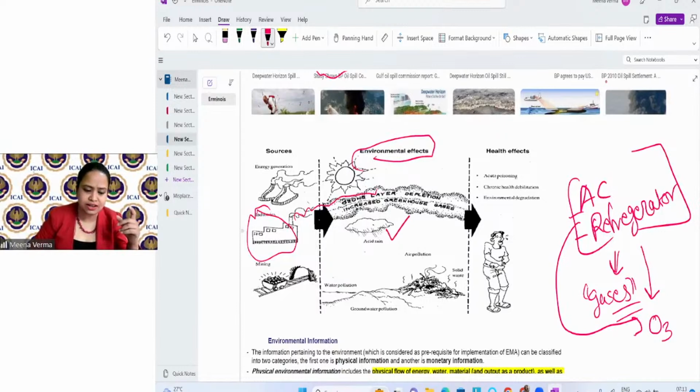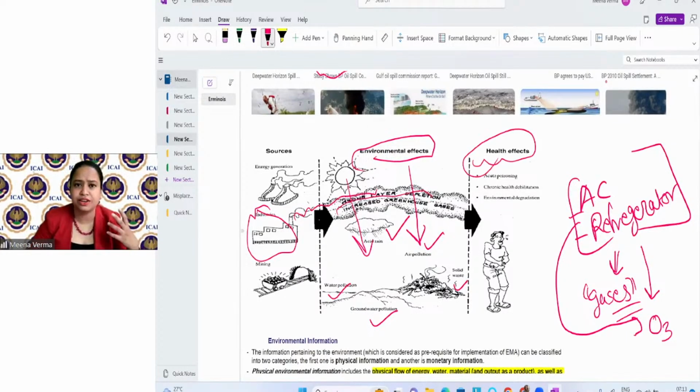You can see acid rain, air pollution, solid waste, groundwater pollution, water pollution, river pollution. All right, different types of pollution. The ozone layer will get depleted. Then what will happen? Harmful rays of the sun will reach the earth, and it will result in what? Obviously, society, the people will get affected, right?